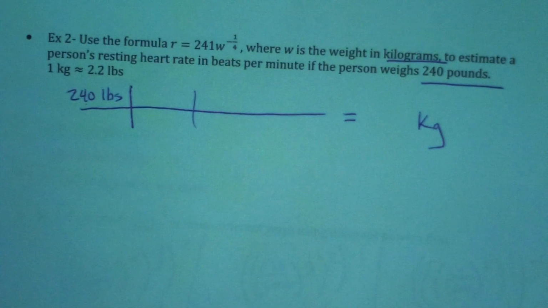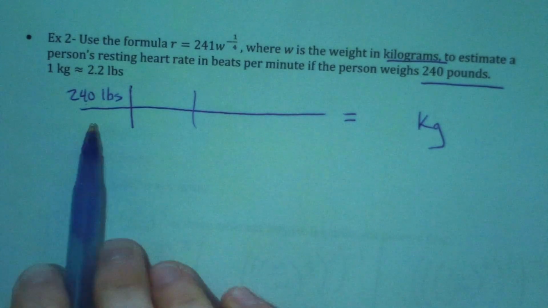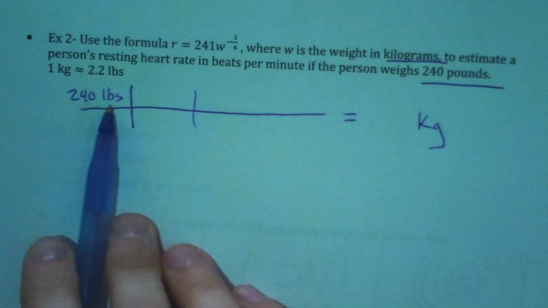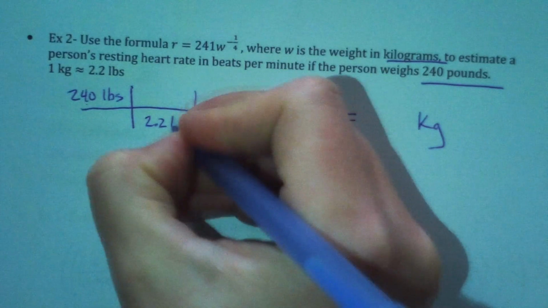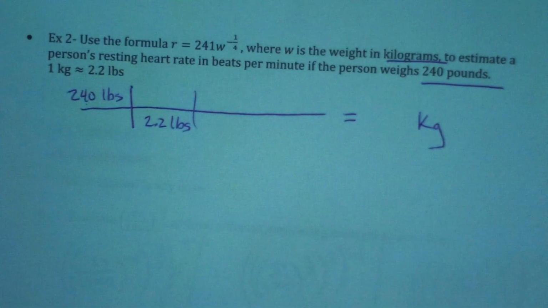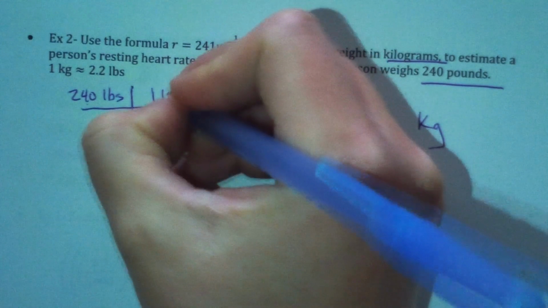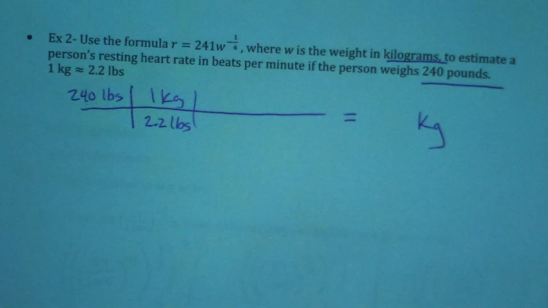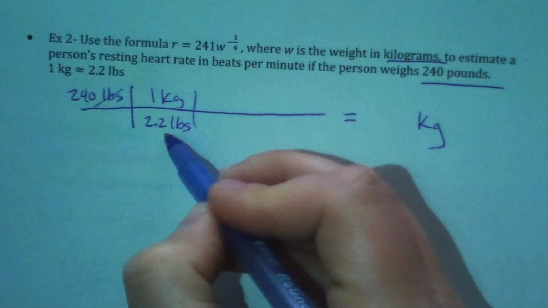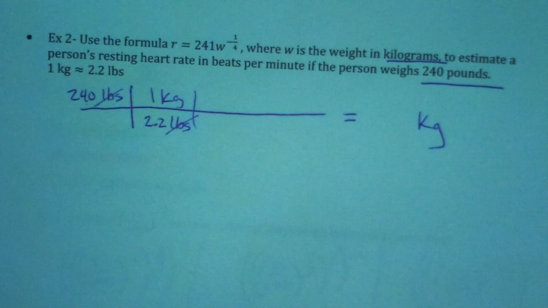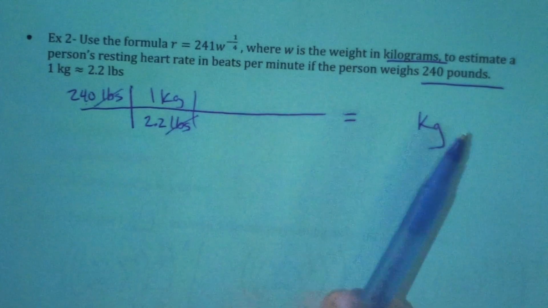But anyway, now what we want to do is take that value and use it in that formula to figure out what a person that weighs 240 pounds, what their true resting heartbeat should be approximately equal to. So our W here is the weight. So really this value we just found there, that's our W. And we'll just put that into that formula. So R is equal to 241 times that W value we just found, 109.09. And then we do that to the power of negative a fourth.